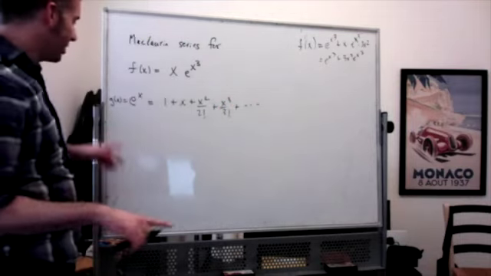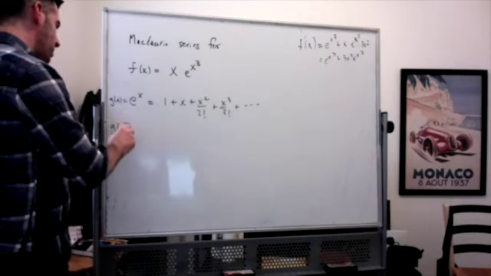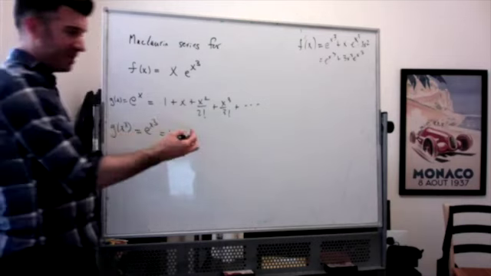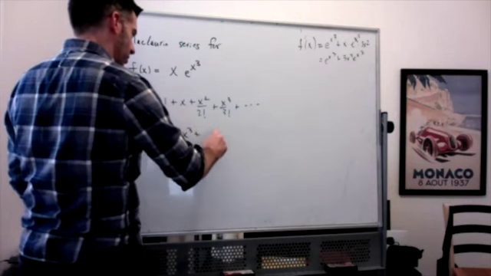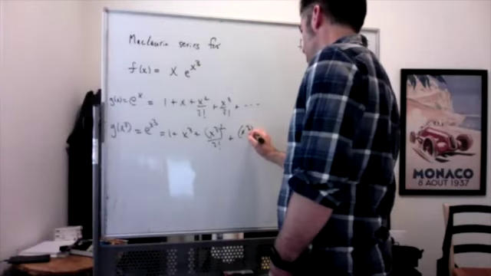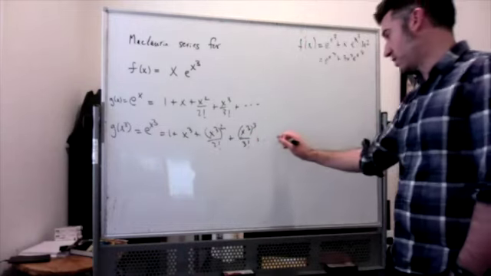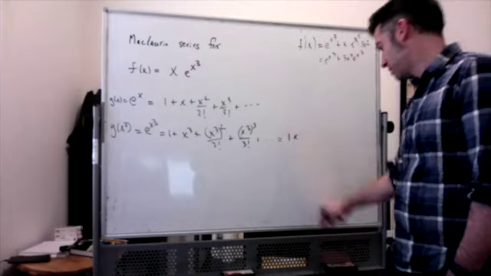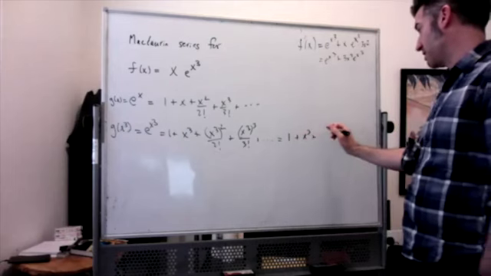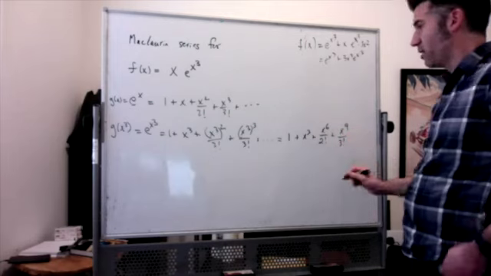Here's the thing. We can replace x with really anything we want. So g of x cubed is e to the x cubed, which is 1 plus, instead of x, I'm going to write x cubed, plus x cubed squared over 2 factorial plus x cubed cubed over 3 factorial, and so on, which we could write as 1 plus x cubed plus x to the 6th over 2 factorial plus x to the 9th over 3 factorial.